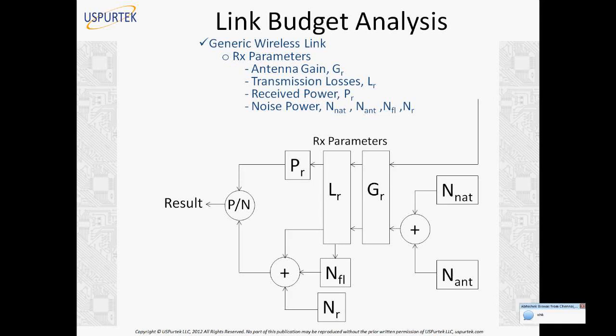So receive parameters, we have the receive antenna gain, GR. We have the transmission losses, LR. We have the received power, PR. And we have the noise power: natural noise, antenna noise, feeder loss noise, and receiver noise.